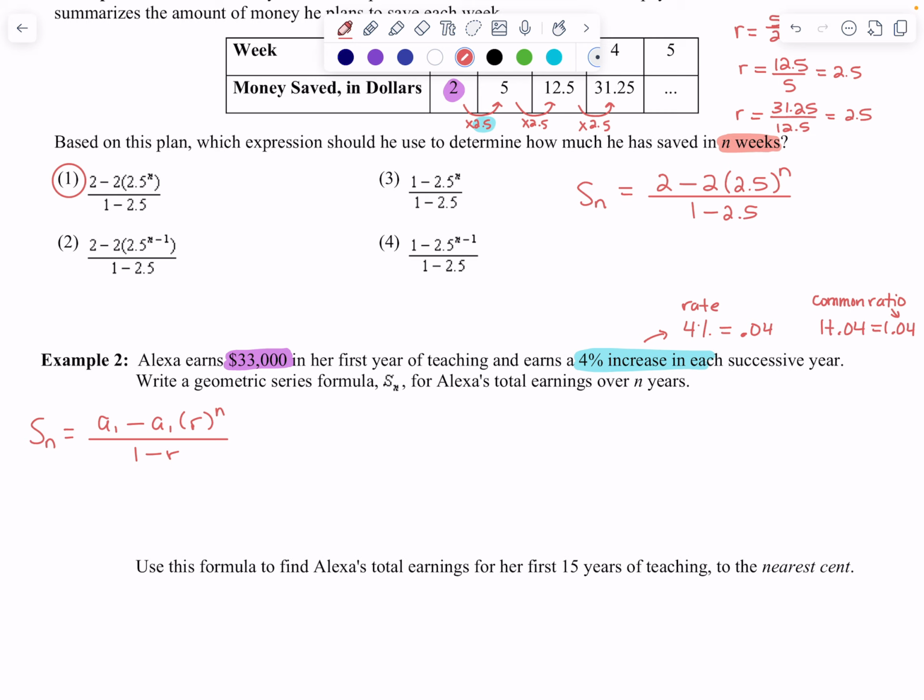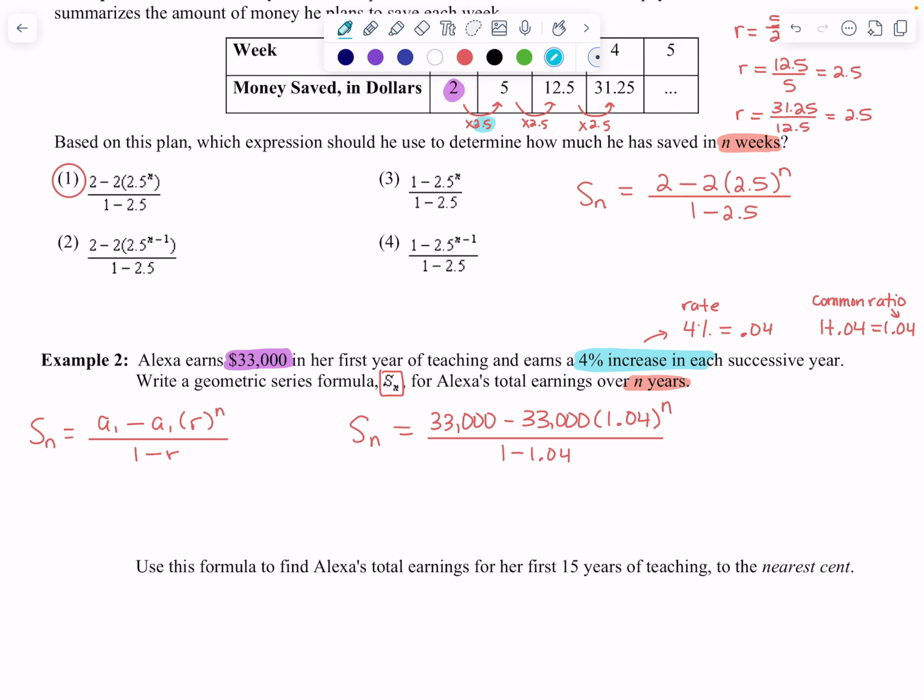And then they ask us just to write a formula that represents her total earnings over N years. So similar to the one above, we just want to write a formula that would help us. They tell us to use S sub N. So S sub N would equal her first year's salary, that first term, minus that first term, times 1.04 to the N over 1 minus 1.04.